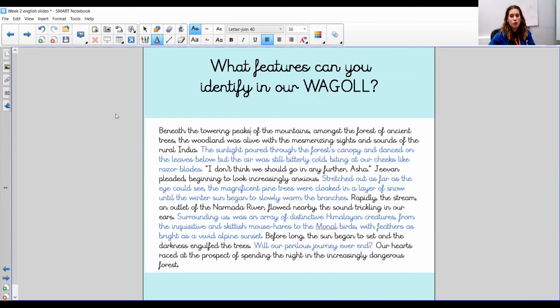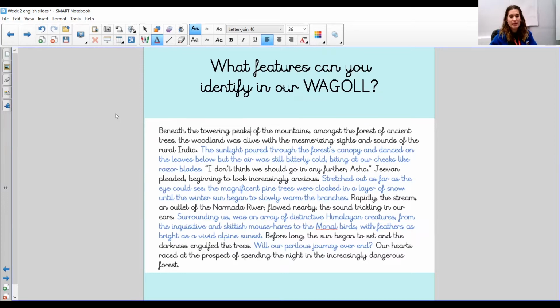The sunlight poured through the forest canopy and danced on the leaves below, but the air was still bitterly cold, biting at our cheeks like razor blades. Now, this sentence is a compound sentence because it uses but, which is a coordinating conjunction. So I've got two main clauses going on there. I've also got biting at our cheeks like razor blades. Hopefully, you're shouting at your screen right now and telling me this is a simile, because it is comparing two things using like or as.